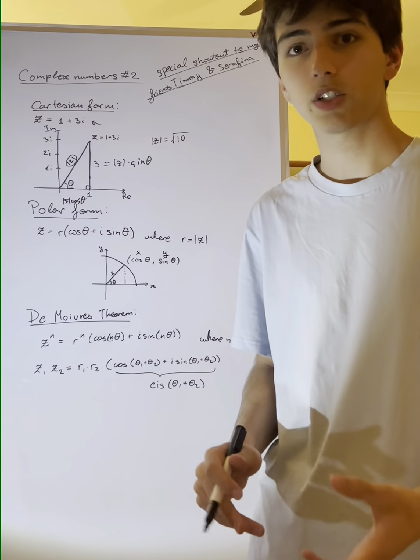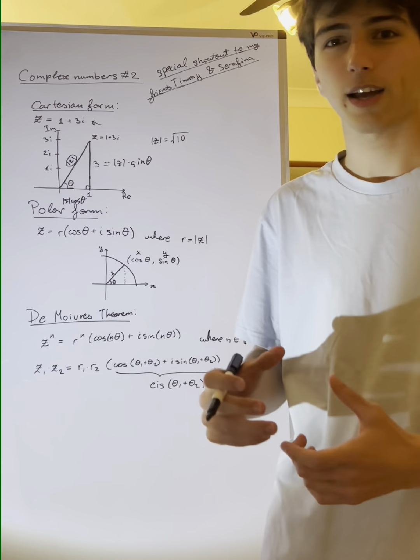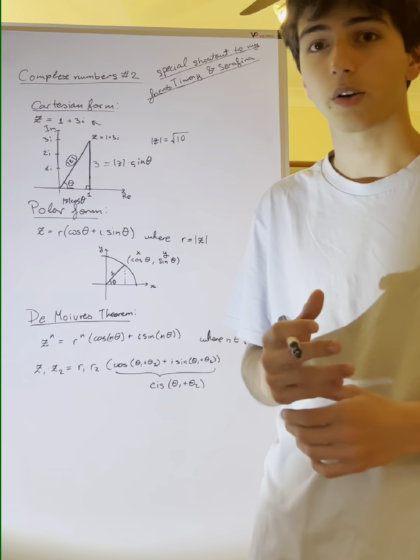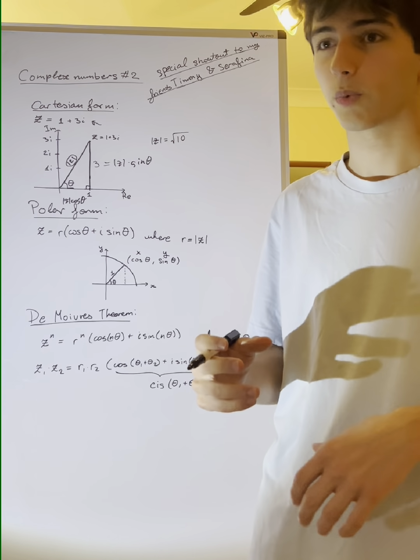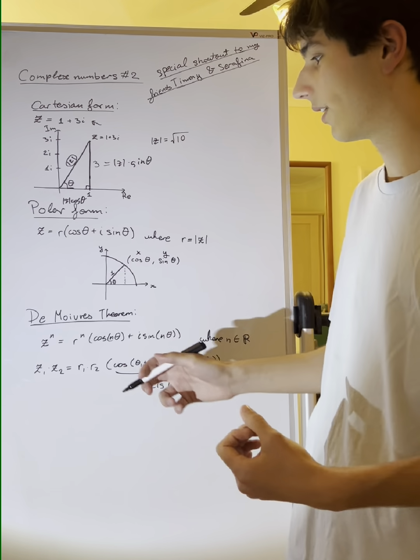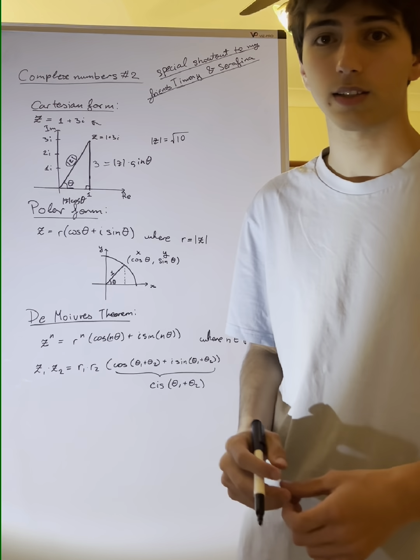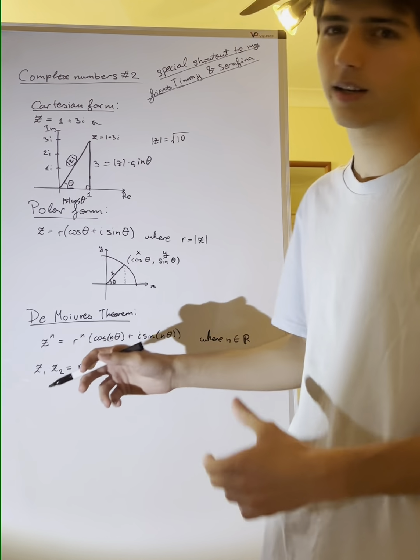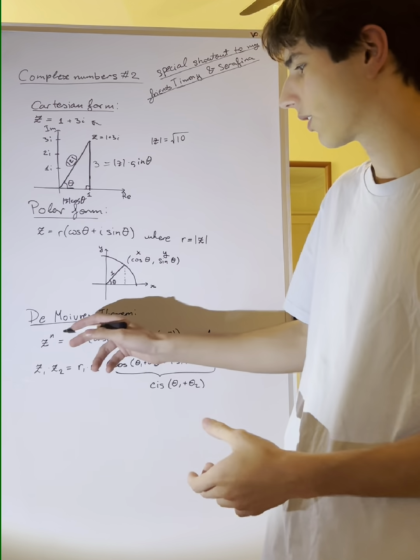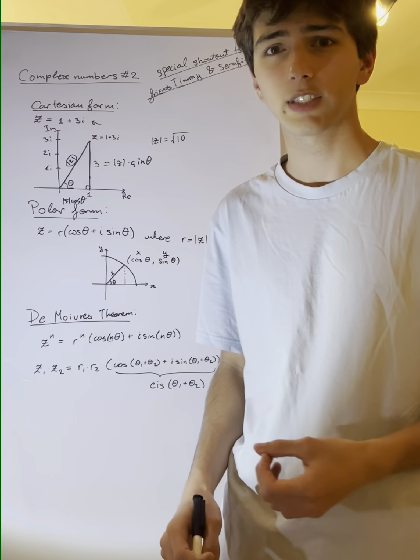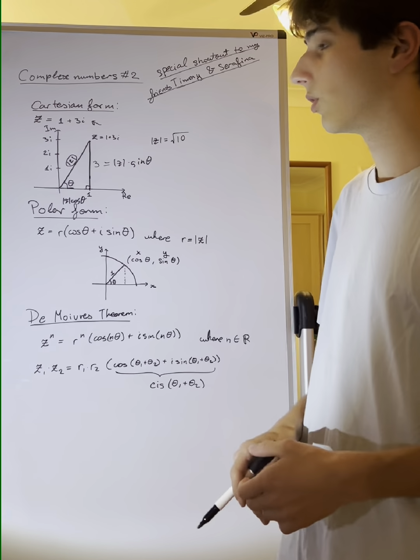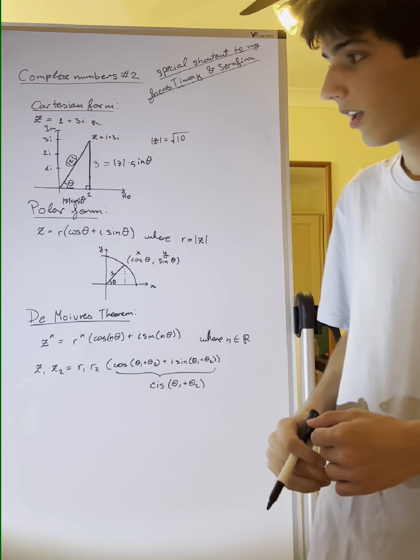Whereas in Cartesian form you would have to expand, and that can take a lot of time with high powers, or it would even be impossible if you had a fraction as a power. So like z to the 1/2, or the square root of z, you wouldn't be able to do with the Cartesian form.